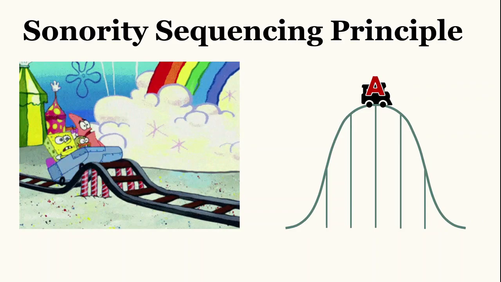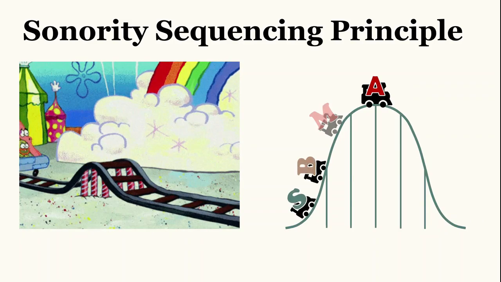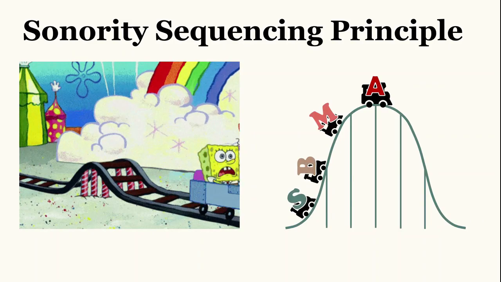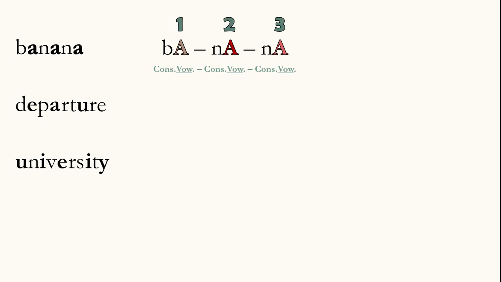You can visualize it like a roller coaster. The sounds rise in openness toward the vowel and descend again. Now, how do we know how many syllables a word has, and where one syllable ends and another begins? The first one is easy. You can just count the vowels. As a rule, there are as many syllables as there are vowels.